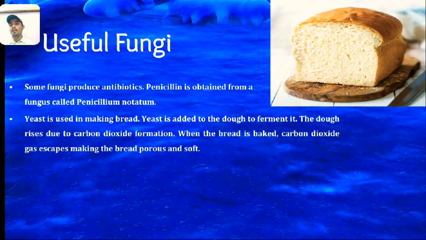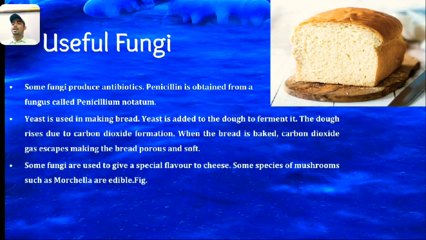small holes in it. Because it is first fermented and then made, and while cooking, the carbon dioxide which is trapped inside the small air bubbles here and there in the bread due to fermentation will escape, and the areas where the bubbles were present will be empty. That's why it will become porous and spongy, soft. Some fungi are used to give a special flavor to cheese.